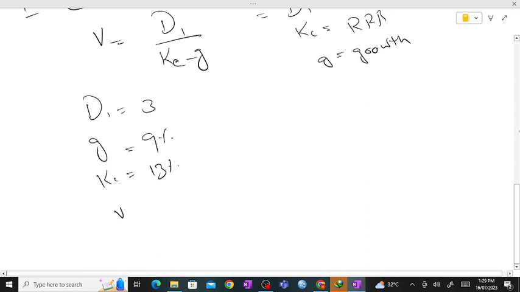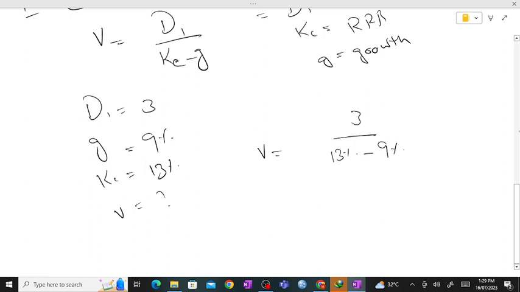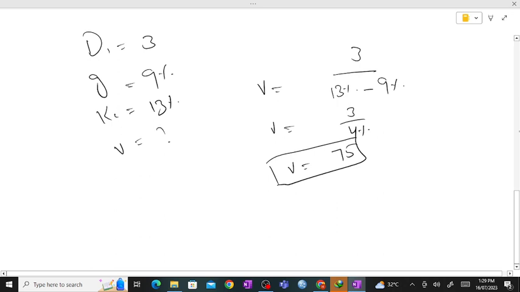We have to calculate V. Just put in the values: 3 divided by KE, which is 13%, minus G, which is 9%, and ultimately 3 divided by 4%, and we will get 75. The intrinsic value is 75. Now move on to model number 2, which is the no growth model or zero growth model.